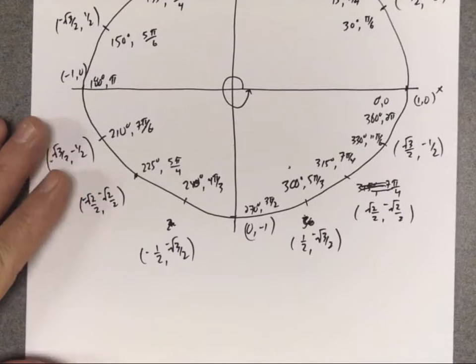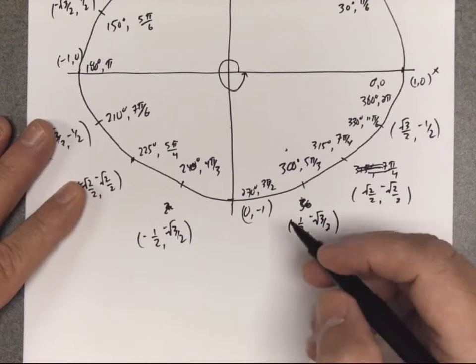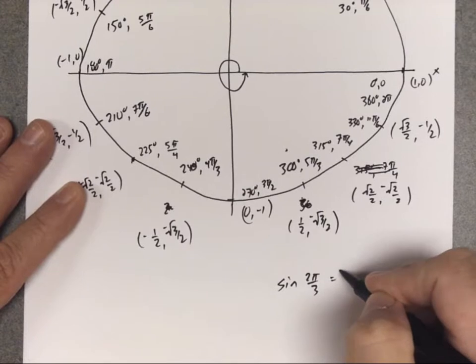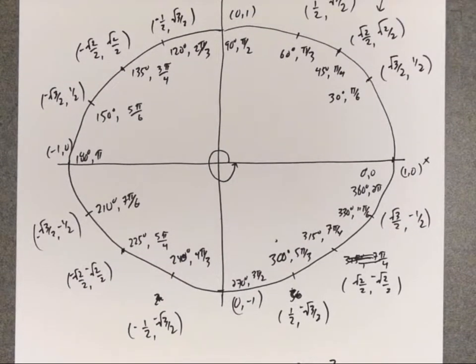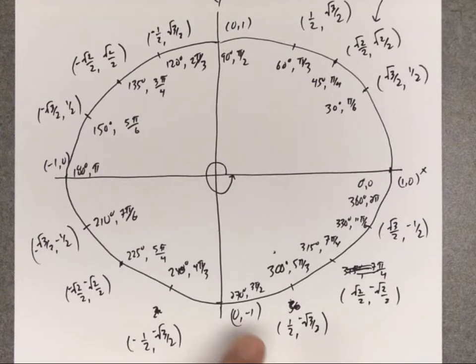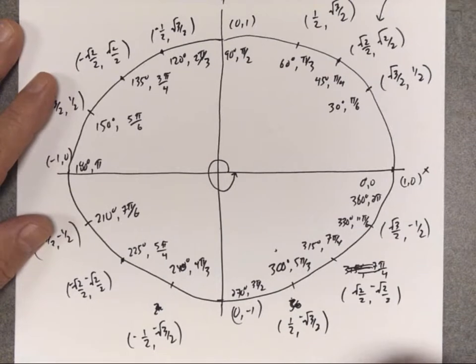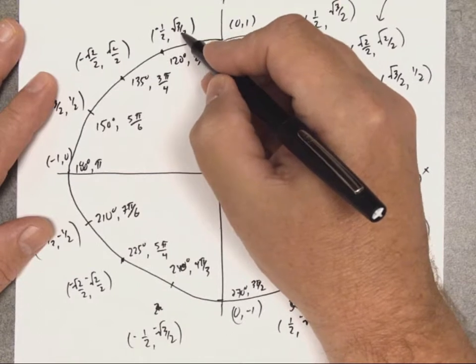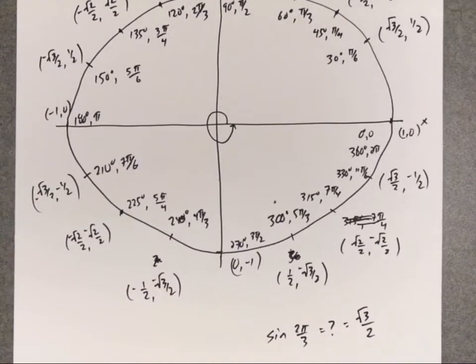For instance, on a test, you may have a problem where you're asked to find the sine of 2 pi over 3. What you do is, in your mind, you go to the unit circle and you figure out the 2 pi over 3 angle. So it turns out it's this one right here. Since I'm looking for the sine, then in your head you say, okay, at this point here, what's the value of y? The value of y is square root of 3 over 2. You're done.